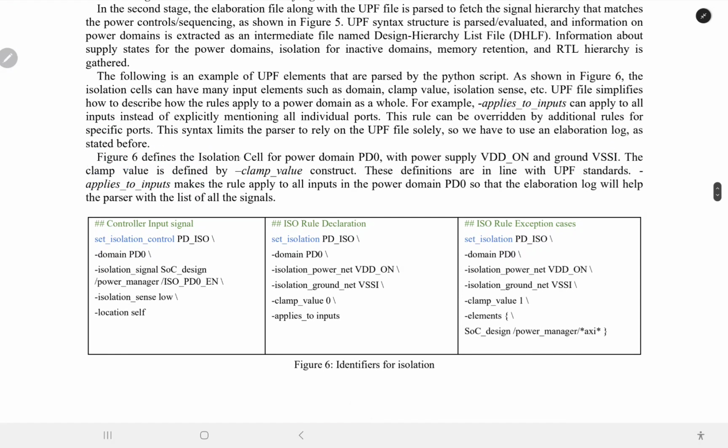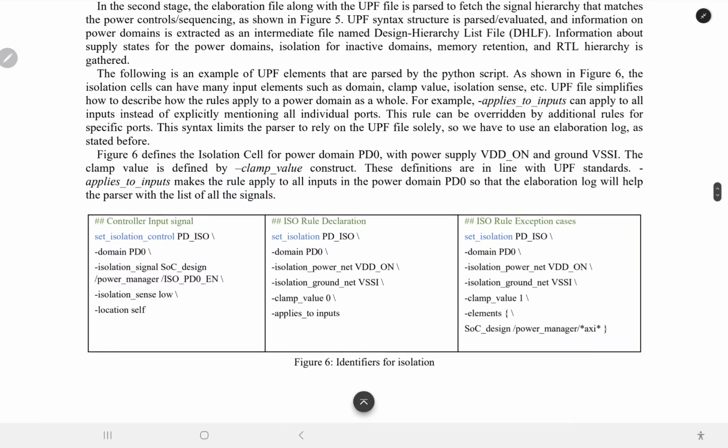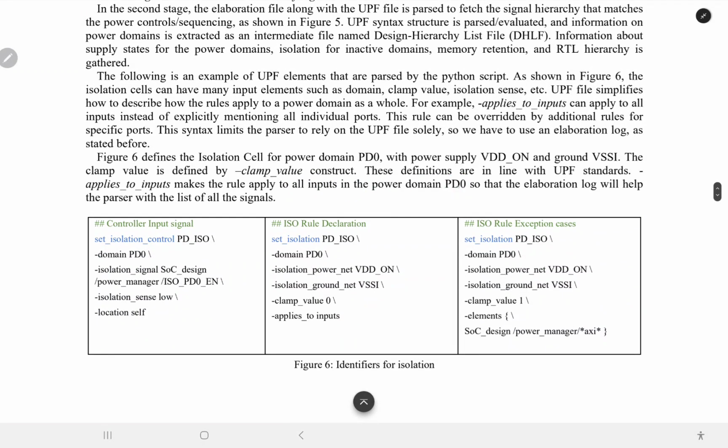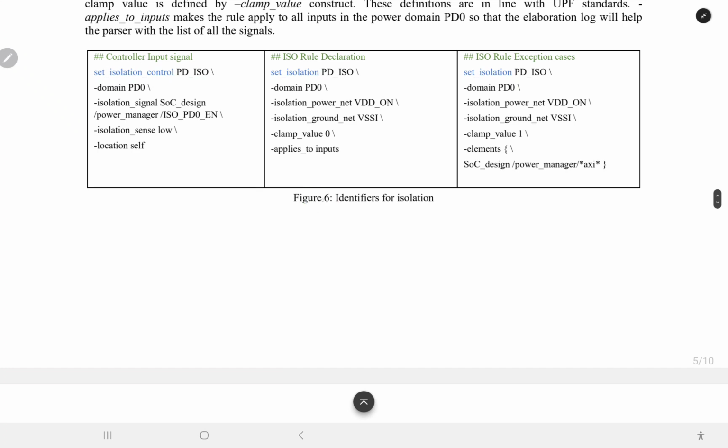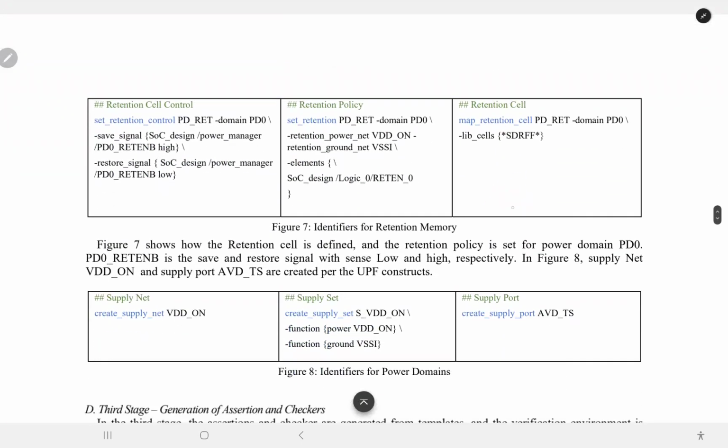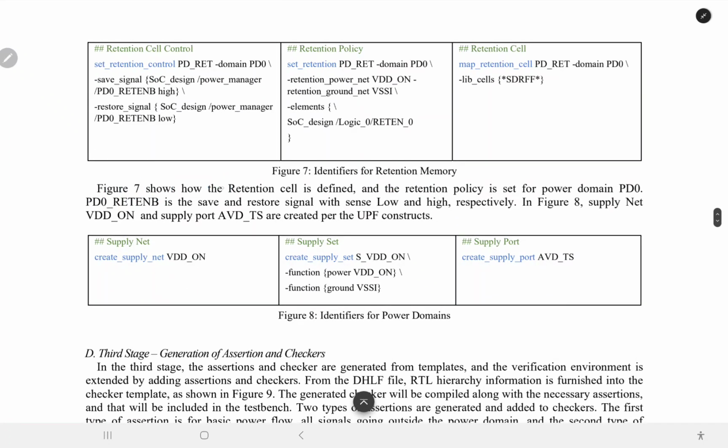Figure 6 defines the isolation set for power domain PD0, with power supply VDD_on and ground VSS. The clamp value is defined by the -clamp_value construct. These definitions are in line with the UPF standard. Applies to inputs makes the rule apply to all inputs in the power domain PD0, so the elaboration log will help the parser with the list of all the signals. Figure 6 identifies isolation. Figure 7 identifies retention memory. Figure 7 shows how a retention cell is defined.